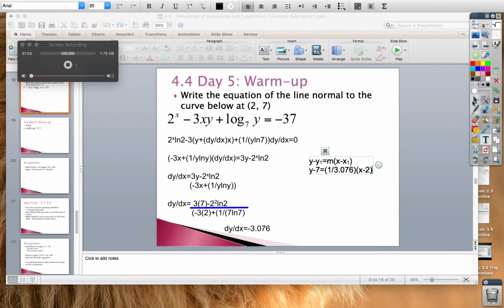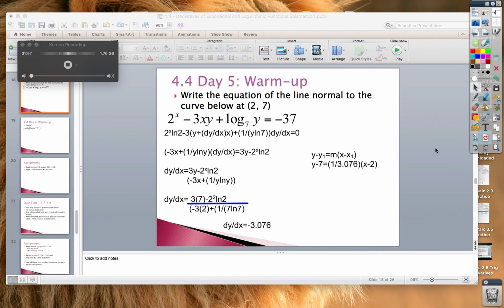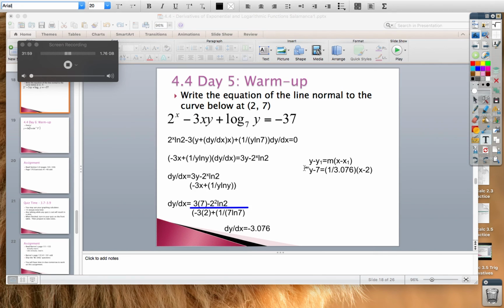A couple things to notice on our slope of the tangent, or slope of the normal. First things first, it was originally a negative here, as you can see. Because we had to do the negative reciprocal, we changed the sign back to positive and we put it under the 1, so it became 1 divided by, so that was our reciprocal.